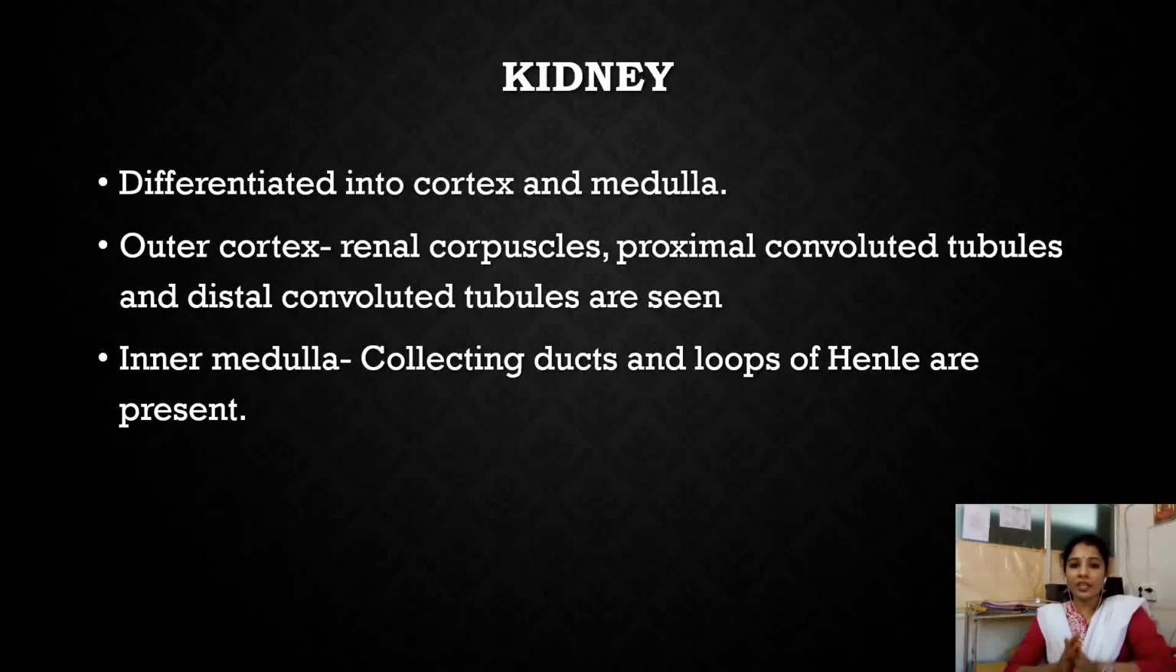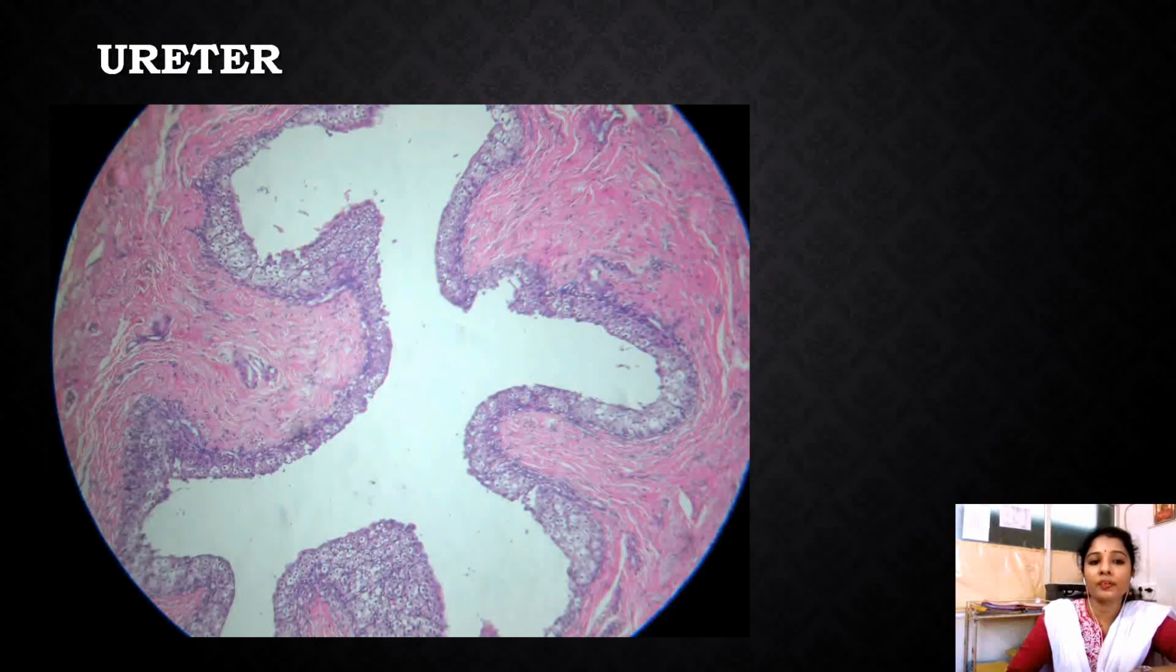So identification: it is differentiated into outer cortex and inner medulla. The outer cortex contains renal corpuscles, which are also called Malpighian corpuscles, and the proximal convoluted tubules and distal convoluted tubules are also seen. And the inner medulla contains mainly collecting ducts, and loops of Henle are present in the inner medulla. So the next slide here is the ureter.